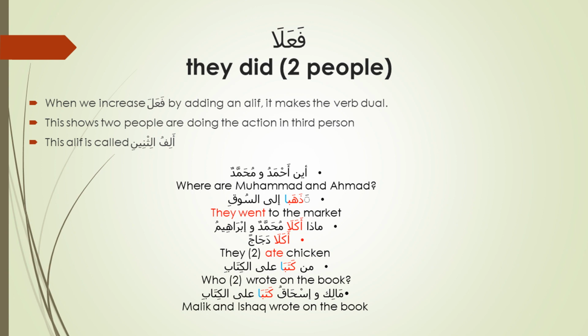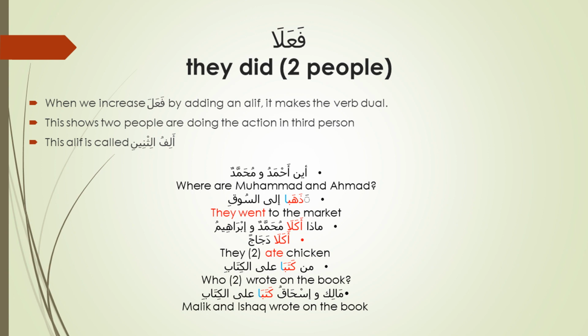And this alif has a name, alif al-ithnain. Ithnain meaning 2. Alif of 2, alif of jul. Alif al-ithnain. On the scale, fa'ala. So here the question will be, Aina Ahmed wa Muhammad. Now I'm asking about two people. Where is Ahmed and Muhammad? Before it was where Aina Abuka, and the reply will be in singular.